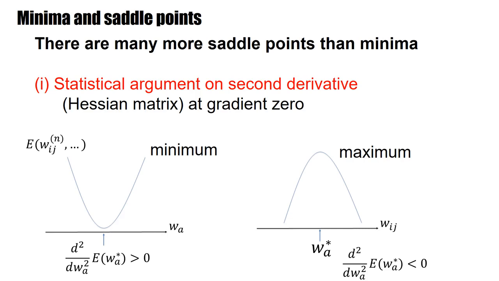So at the minimum, or more generally at a critical point, the gradient vanishes. And now we look at the second order derivative at this location. If this second order derivative is positive, then we have a minimum. If this second order derivative is negative, we have a maximum. And this statement is valid in one dimension. However, we have more than one dimension. We are in high dimension.